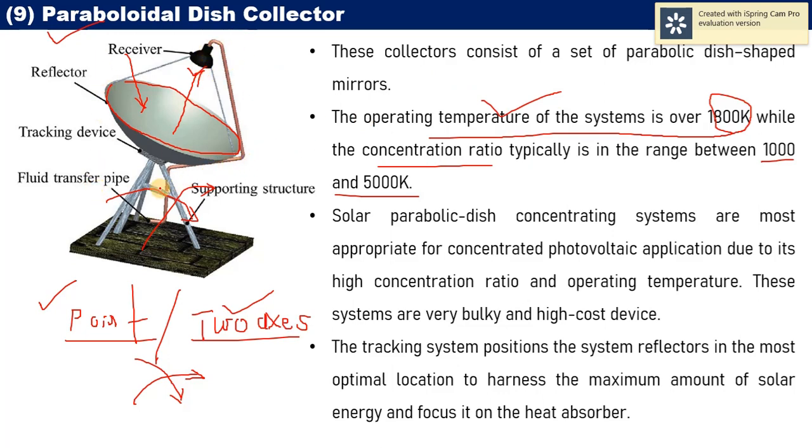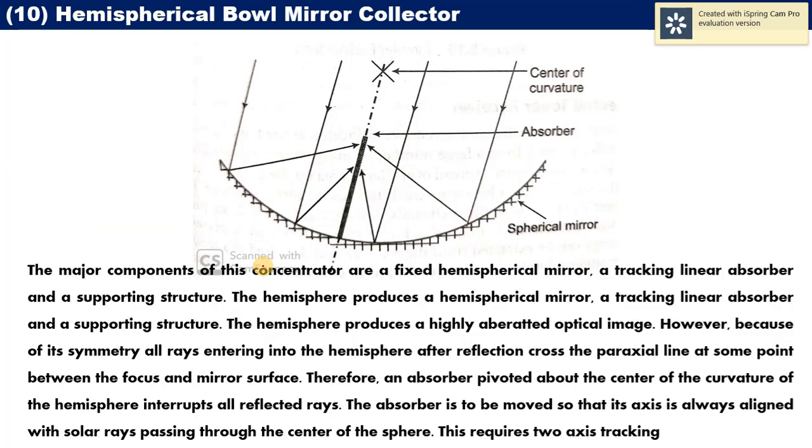The paraboloidal dish collector is a point focus and has two axis tracking. The next type of collector is the hemispherical bowl mirror collector. Here a hemispherical shape is used, and the mirrors are mounted on this collector. This is also a point focus, so all the solar radiation reflected by this hemispherical bowl mirror collector is incident on the point.